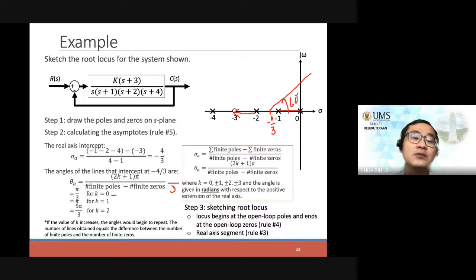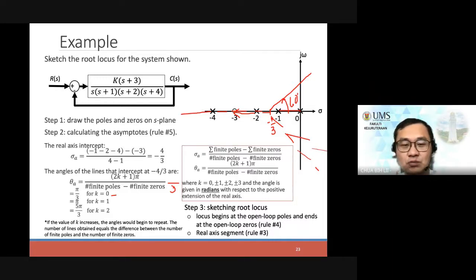Then the second one, when we put k equals 1 over here, we get 2 times 1 plus 1, which is 3. So 3 divided by 3 is 1. 1 times pi, we get pi, which is 180 degrees. So we get another line at 180 degrees. Then the third one would be here. Eventually we can see that it is equally spaced. If we continue to increase k, you will see that it keeps repeating at these locations, meaning there are only 3 asymptote lines.